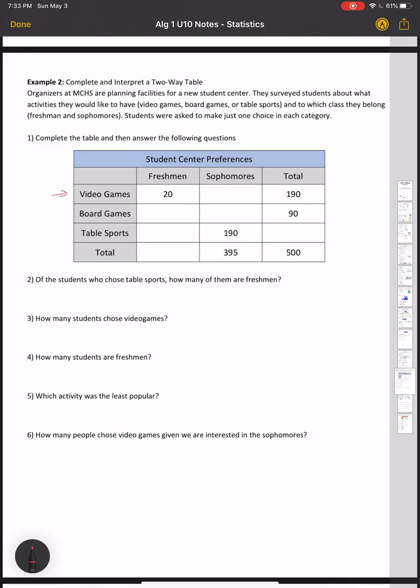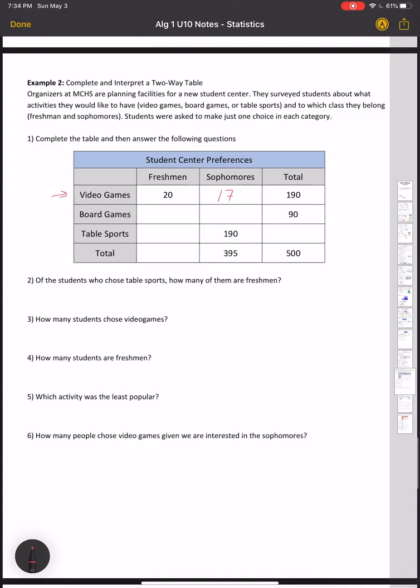We don't know how many sophomores there were, but we know there were 190 total students that chose video games. So if I take the total, 190, take away the 20 freshmen, that means 170 sophomores said video games. Now, if I look at the sophomores column, you know there are 395 total sophomores, 190 which said table sports, 170 of which said video games, which leaves 35 sophomores to say board games.